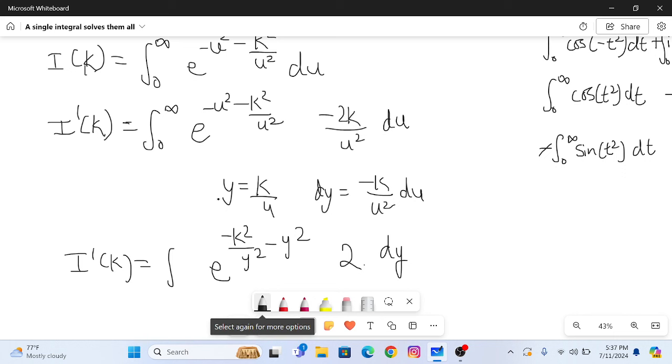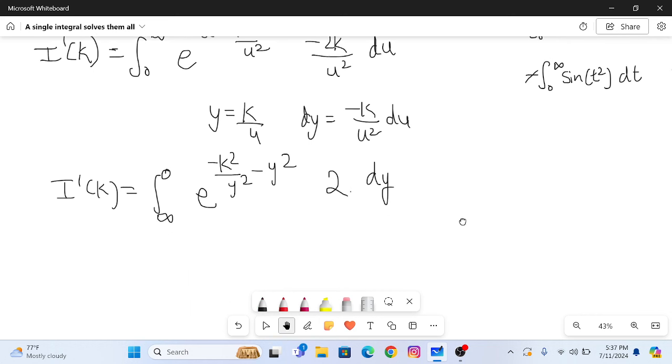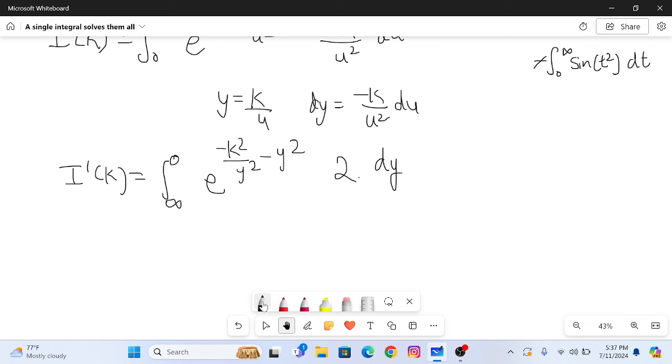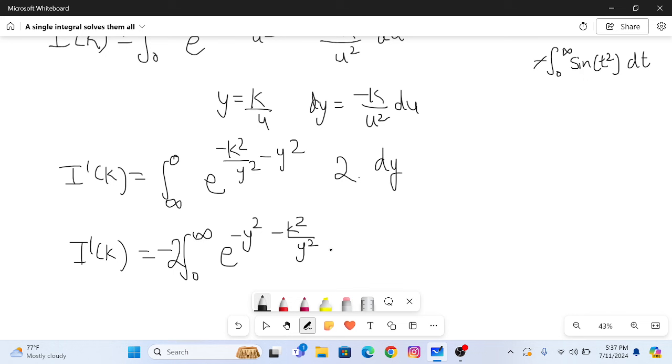So 1 by 0, if it's positive 0, it goes to plus infinity, and the infinity goes to 0. Good. Now using the reflection formula, if I have to change the limits of integral, I should get a negative sign in front of it. So that's why negative of the integral from 0 to infinity, also a 2 over here, which comes out as constant, and then e to the power minus y square minus k square by y square dy.